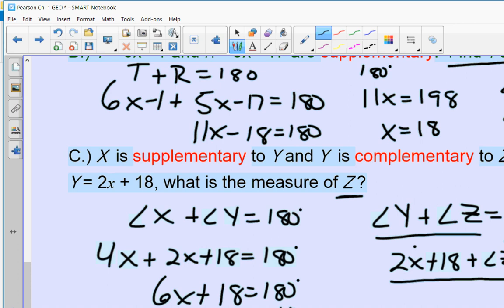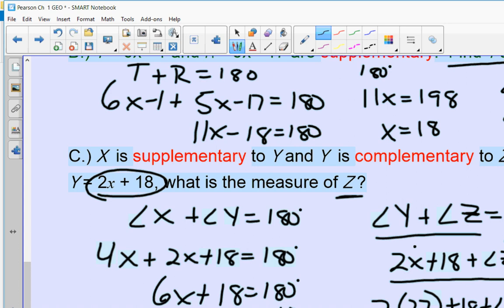Okay, so what I'd have to do then, if I want to get the measure of angle z, y was 2x plus 18. So now that I solve for x, I can go back and plug it in for x over here. Okay. And then I could do some math here. So 2 times 27 is 54. And 54 plus 18, I think that gets me 72. Okay. And then I could subtract 72 from both sides, and angle z should be 18.